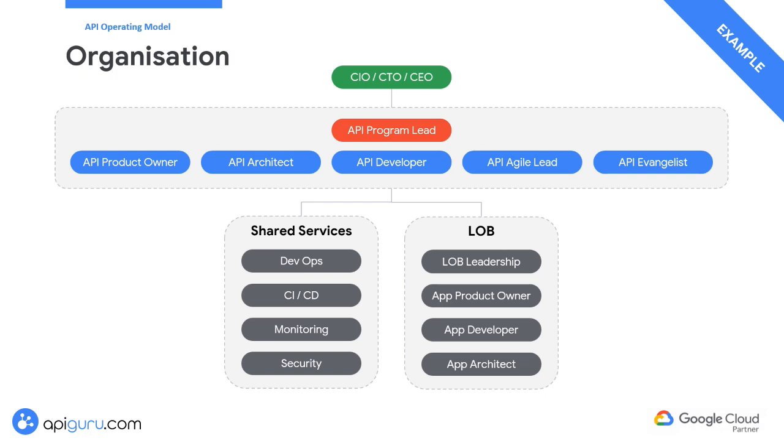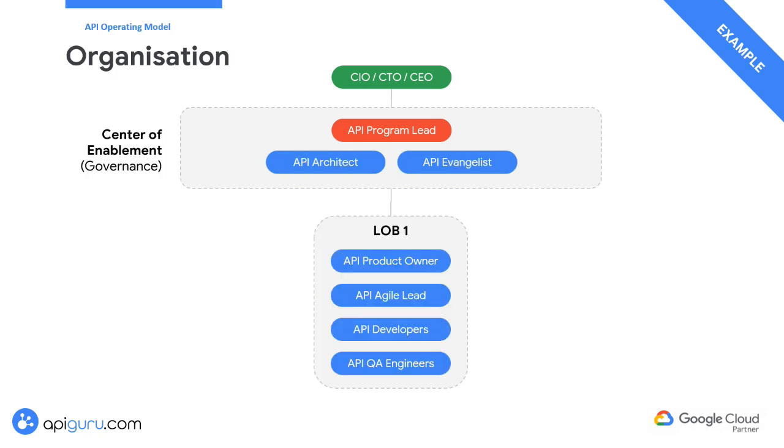Additionally, specific lines of business may have their teams dedicated to building apps, complete with their app product owner, app developers, and app architects. These teams rely on the APIs developed by the API team, ensuring seamless integration and collaboration across the organization. In larger enterprises, the API program may be centralized around an enablement team that includes the API program lead, API architect, and API evangelist. This team sets the strategy and provides guidance, while individual lines of business take responsibility for their API development.